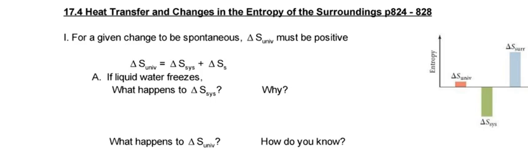This is heat transfer and changes in the entropy of the surroundings. Earlier, we were talking about the entropy of the system. Now we want to talk about the entropy of the surroundings. What else we can talk about is heat transfer, the idea of Q, the idea of enthalpy.